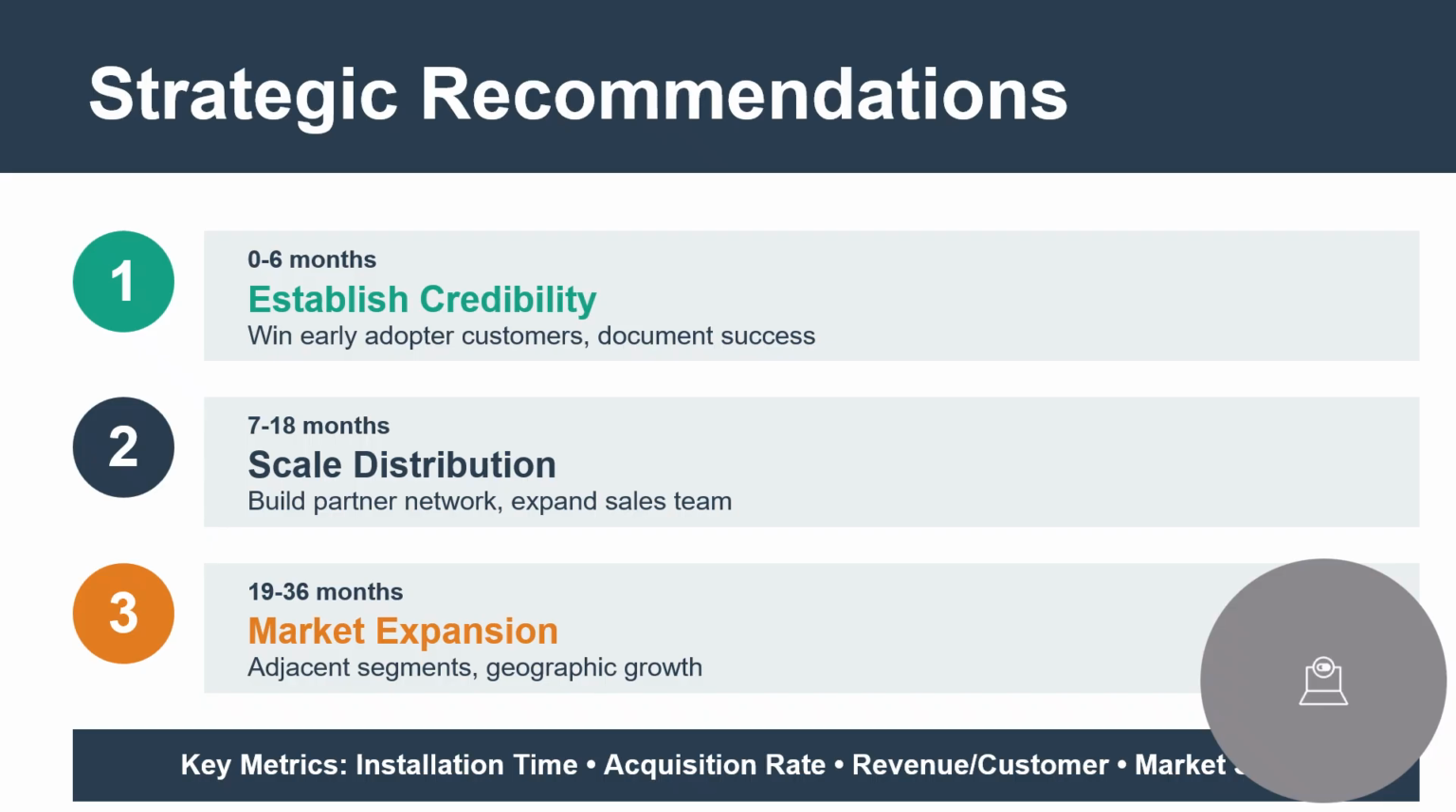Phase 3, months 19 to 36, is about market expansion. We move beyond colocation into hyperscale and edge computing segments. We potentially expand geographically if the US success is strong. We've proven the model, and now we're scaling it.